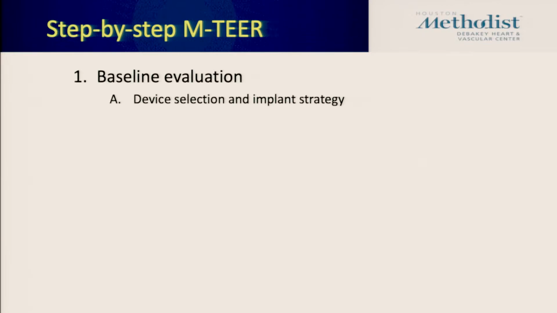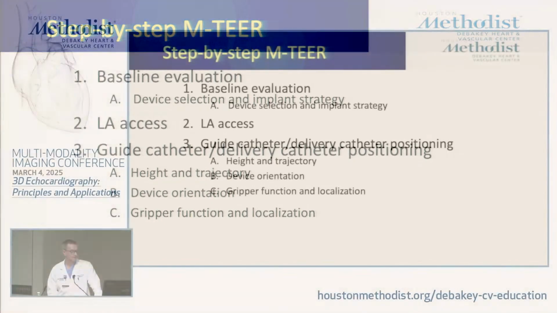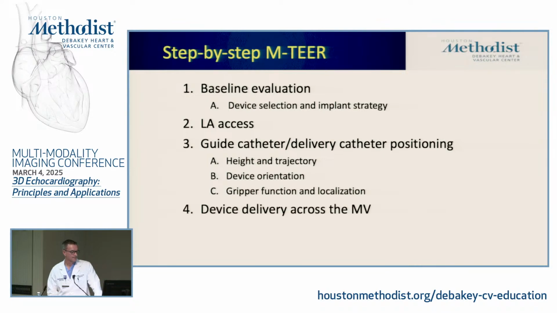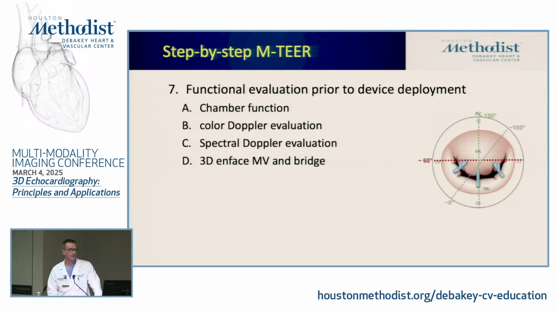So how do we do these cases? First is baseline evaluation. You have to get access to the LA. You have to guide the catheter and delivery system to the left heart. You got to get across the mitral valve in the right orientation, position the leaflet, grasp the actual leaflets, and do a quick functional evaluation now that you actually have coaptation created. What's the chamber doing? What happened to the color? Is there a mean gradient, the pulmonary vein? So you do an evaluation of your function while you're still attached before you release the device.